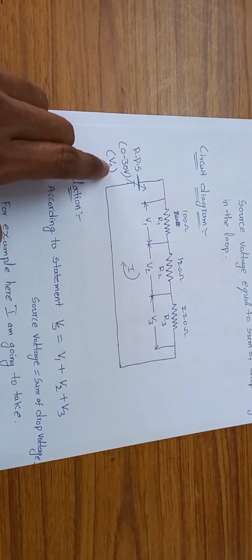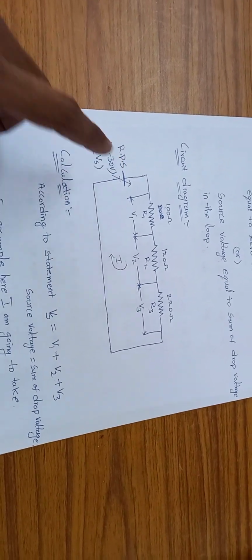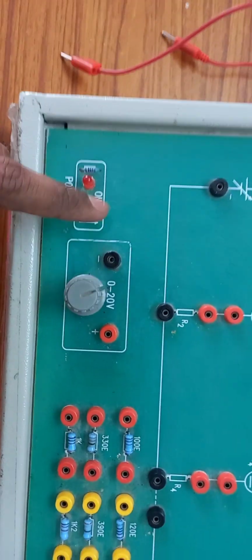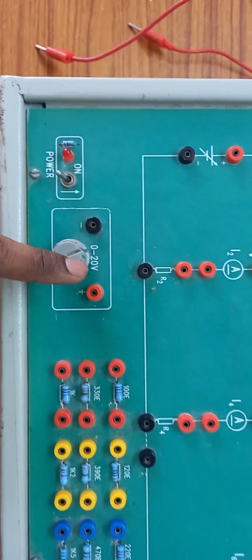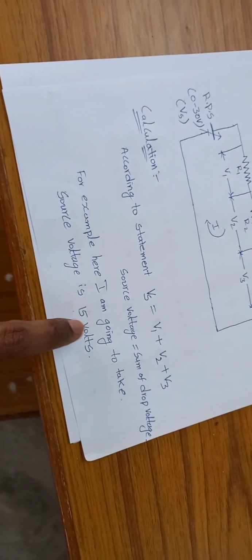Let me explain this, see. Here we can vary the source voltage from 0 to 30 volts, but in our panel we have only 0 to 20 range only. So 0 to 20 volts in the sense, here I am going to calculate only for 15 volts. It means I am taking a source voltage here of 15 volts.